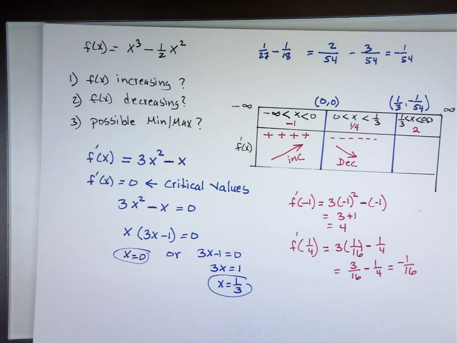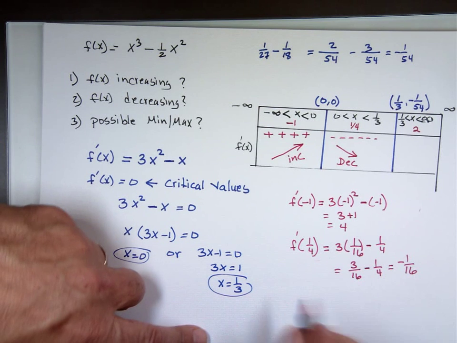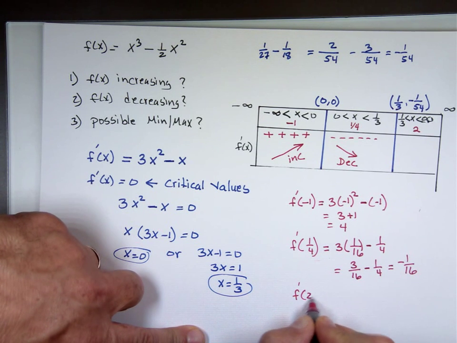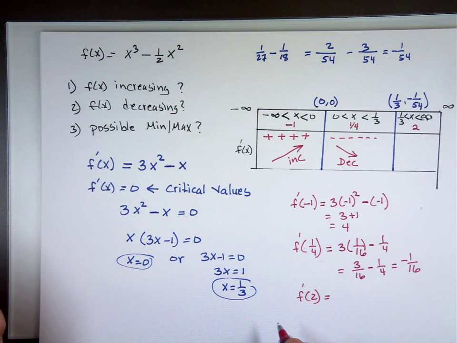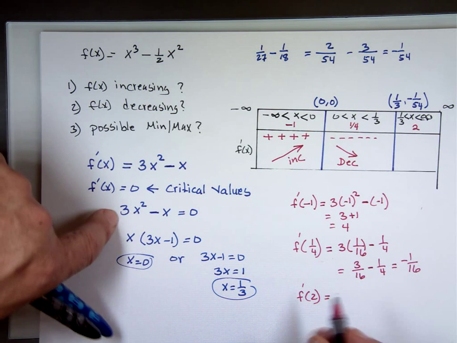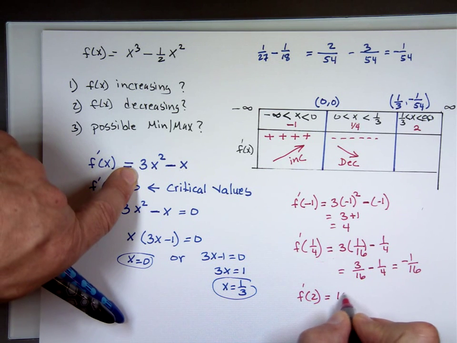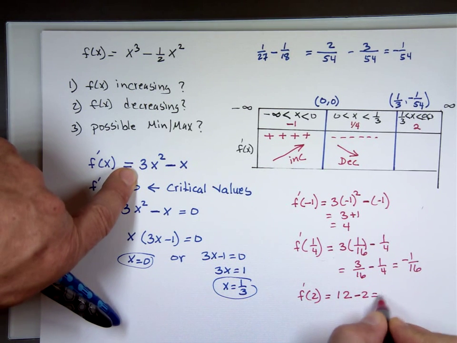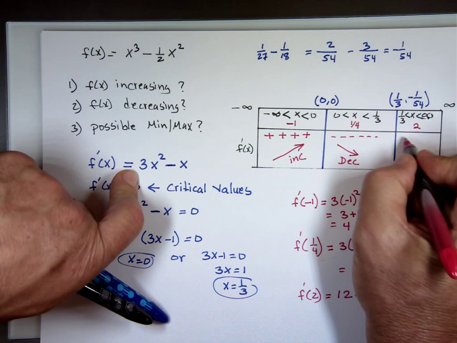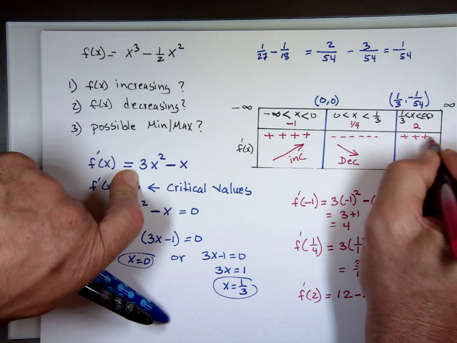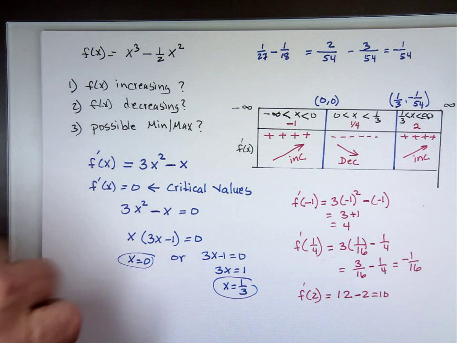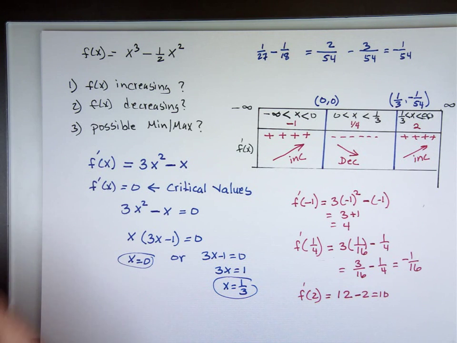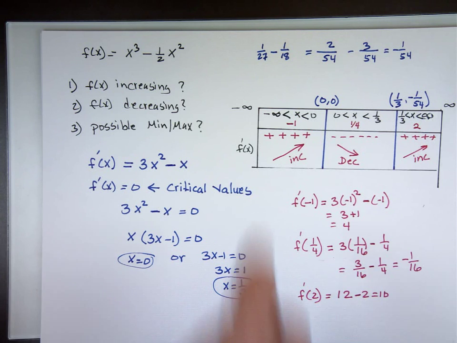And what about after the 1/3? How about the 2? When x is 2, what do we have? 4 times 3, which is 12. Minus the 2, that's a 10. Is that positive or negative? Positive, that's increasing. Increasing, decreasing, increasing.